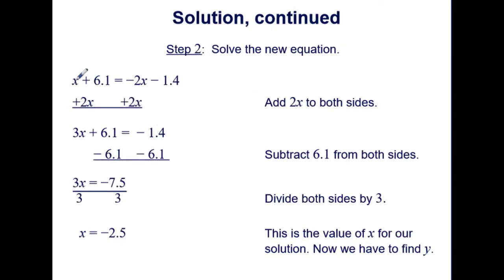We can now solve this new equation. We'll add 2x to both sides. 1x plus 2x is 3x, plus 6.1 equals -1.4. We'll then subtract 6.1 from both sides, creating 3x equals -7.5. We'll divide by 3 to get our first value, half of our answer, x equals -2.5. So this is the value of x for our solution. Now we have to find the value for y.